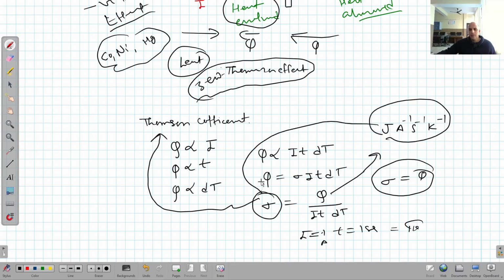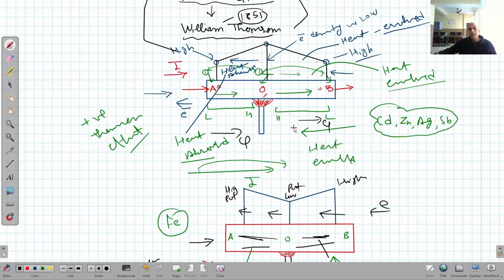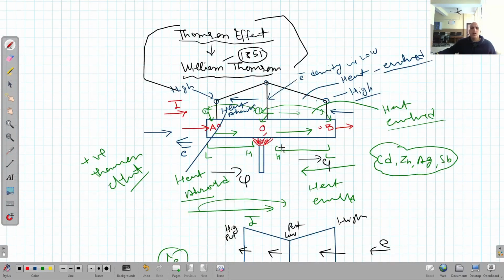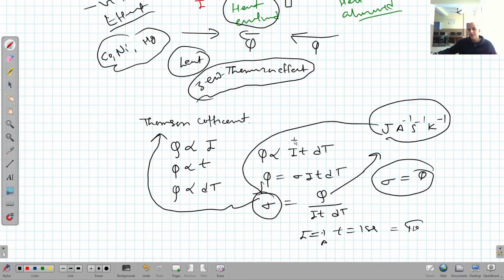So this is all about the Thomson effect. One thing that I also told you in this lecture is that this effect is reversible. It means if I reverse the direction of the flow of current, the direction of the transfer of heat will be reversed. This was another type of thermoelectric effect in addition to the Seebeck effect and Peltier effect, right?